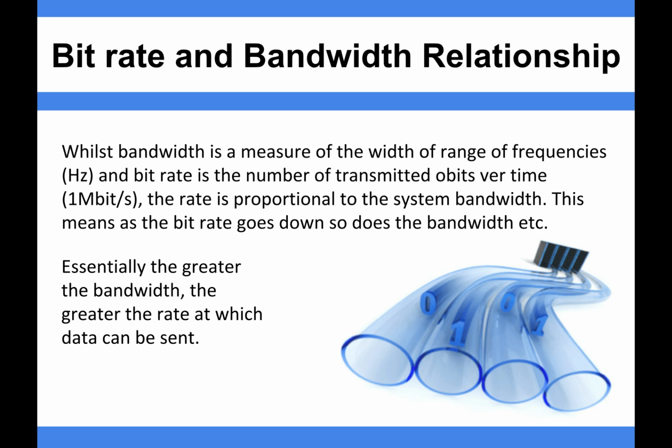So essentially, all you need to understand is that the greater the bandwidth, the greater the bit rate. Because the bigger the bandwidth, the more bits you can send per second. And obviously the inverse of that as well. If you've got a smaller bandwidth, that means you're going to have a lower bit rate. So there is a directly proportional relationship between bit rate and bandwidth.